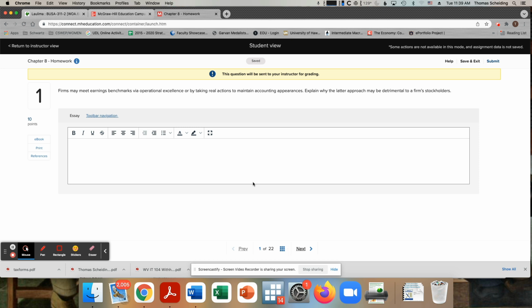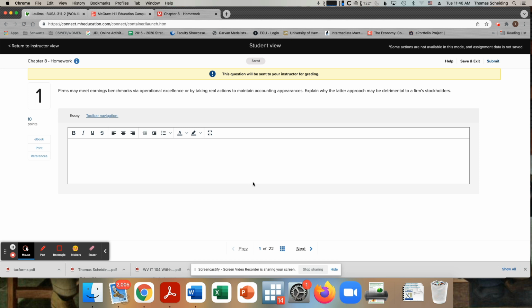So here we're looking at benchmarks being met via operational excellence or by taking real actions to maintain accounting appearances. Why is the latter approach not the desirable one? This one shouldn't be too difficult, right? The idea would be if you're working that hard to hide things, then it must be pretty significant what you're trying to hide. So that would be the nature of your answer here: we would see operational excellence in things like a higher operating margin, a cost of goods that's perhaps lower, other benchmarks of where the firm is becoming more efficient and a better steward of capital.